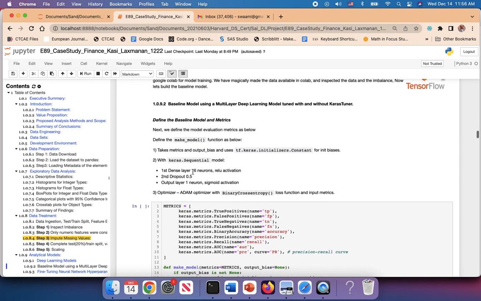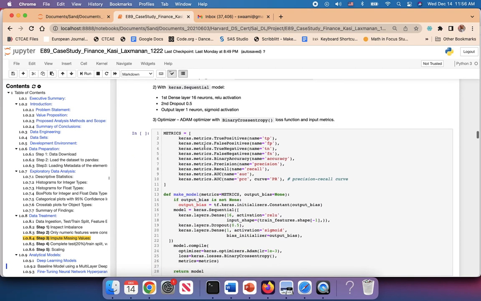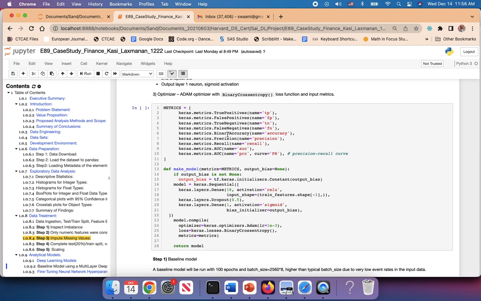In the first baseline model, we will use a Keras sequential model. We'll define some of the metrics because we want to be able to also track some specific metrics, like AUC, area under the curve, precision recall curve, etc., as shown here. So we will first define them.